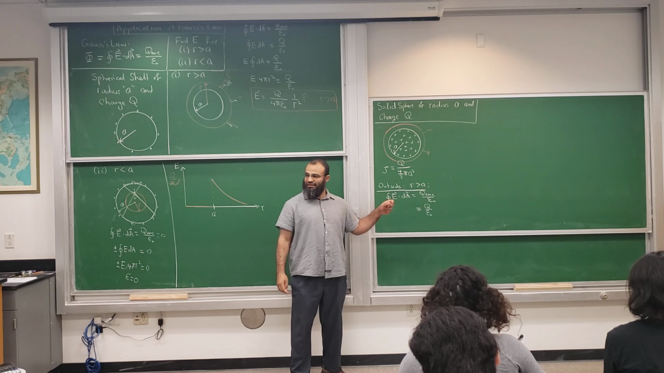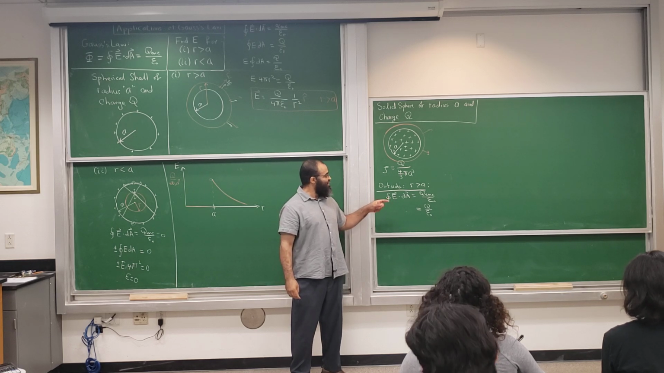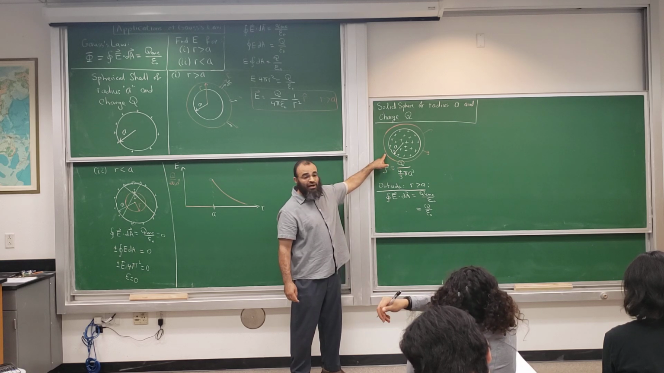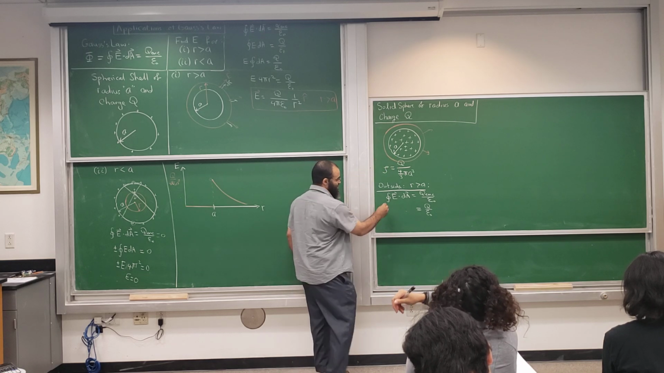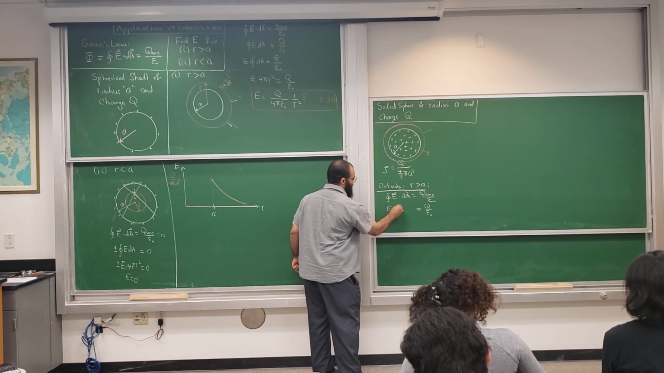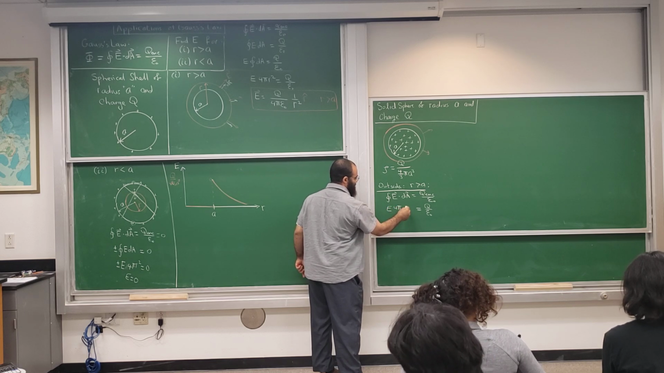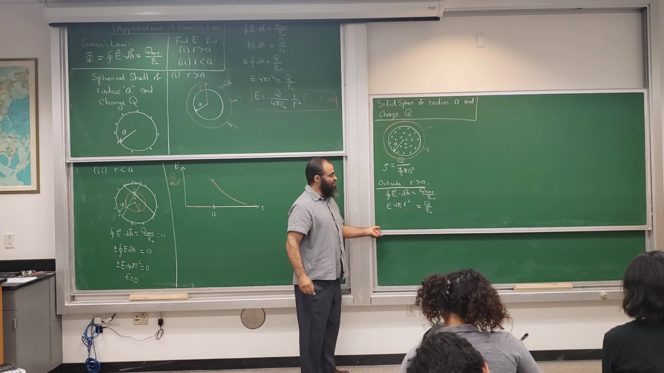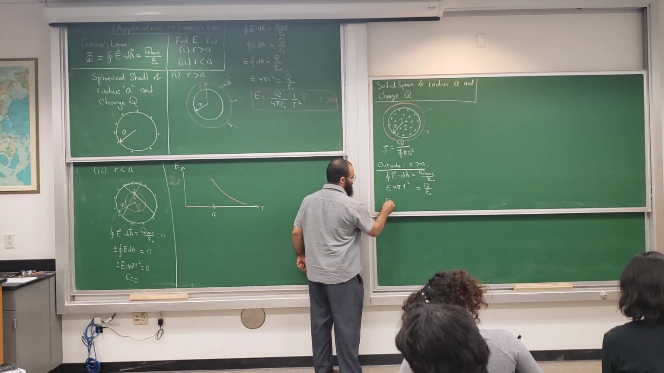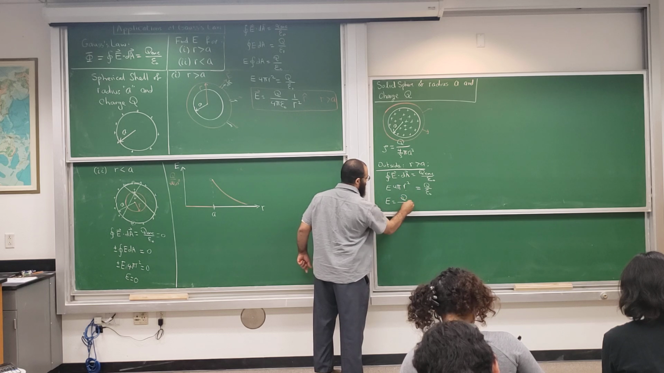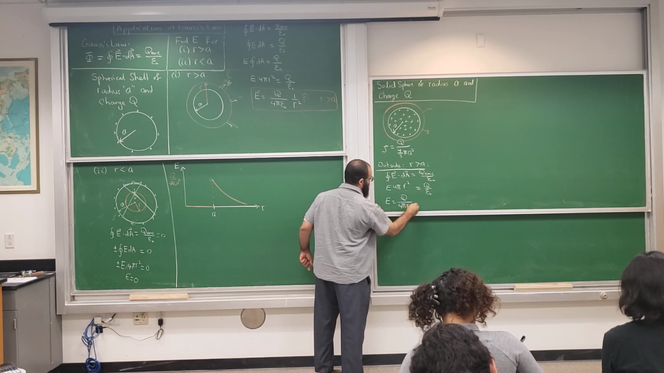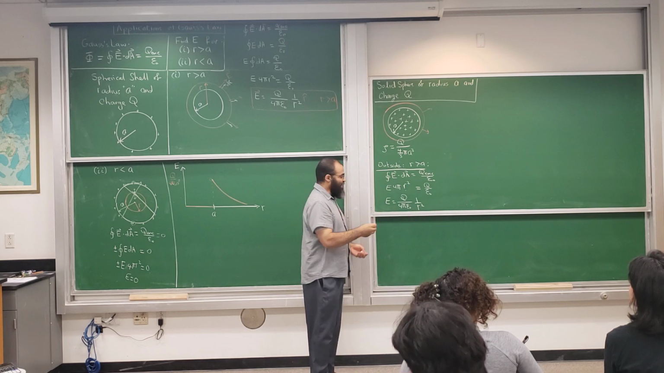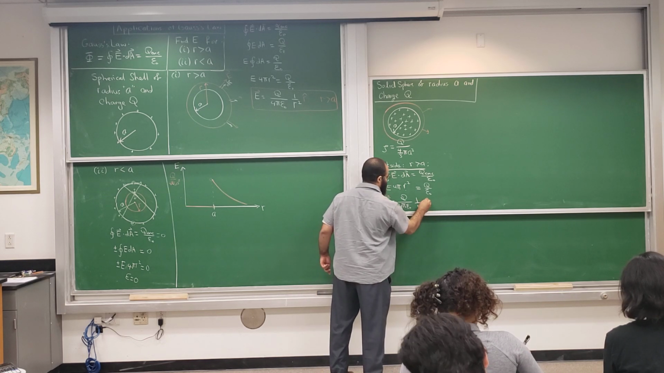4 pi A squared or R squared? Is this the area of the red surface? Yeah, it's the red, it's the Gaussian surface. So it's E times 4 pi R squared. So the electric field is going to be Q over 4 pi epsilon naught, 1 over R squared. And since it's a vector, it's R hat.